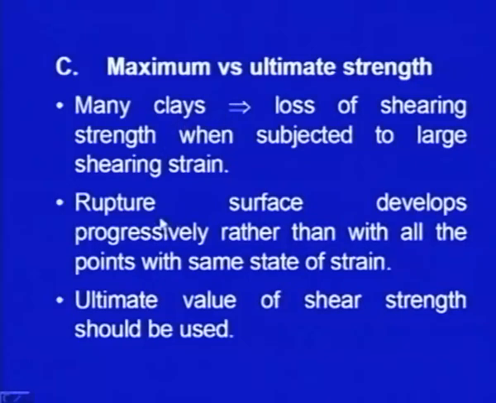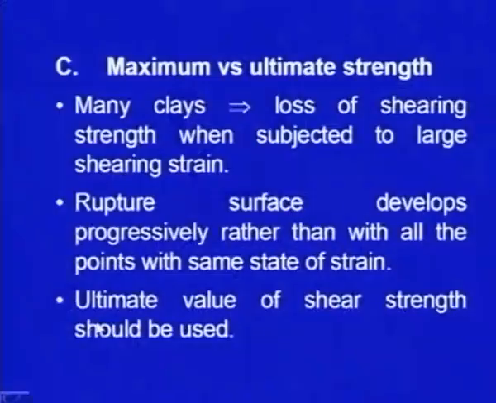And in the field, it has been observed that rupture surface does not develop in one go. It is a progressive phenomena. The same strain does not develop at all the points, but it develops progressively. So, the rupture surface develops progressively rather than with all the points with same state of strain. And it happens in case of the clays, as I told you, especially over consolidated clays. So, it is preferred that ultimate value at a very large strain should be used instead of the maximum value in the analysis.